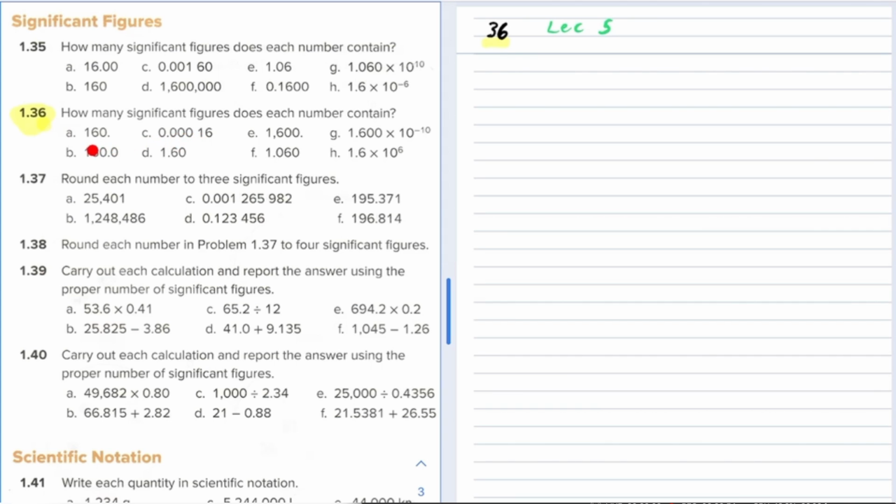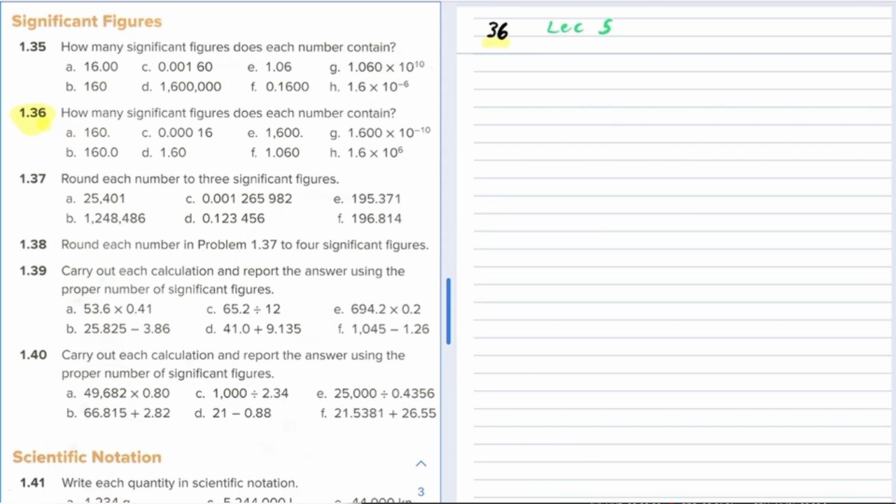When you have zeros at the end of a number, like B, you count them only if you see the decimal point in the number. So zeros at the beginning are never counted. Zeros at the end are only counted if you see the decimal point. So remembering those two rules, let's do them.